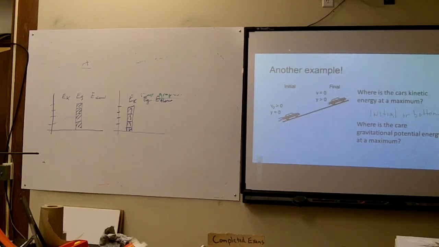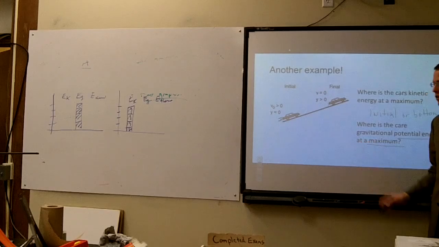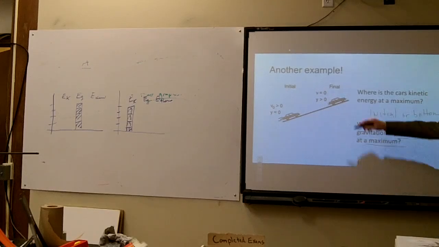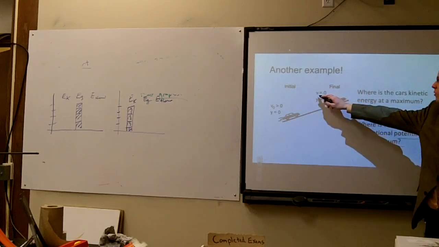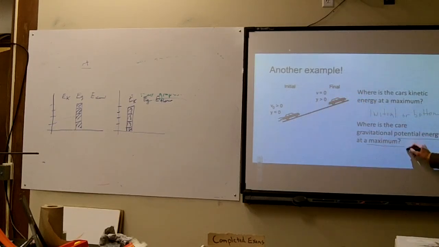Where is the car's maximum potential energy? Gravitational potential energy. At the top up here. Because he's going there, and at this point it says he has 0 speed. So at the final.